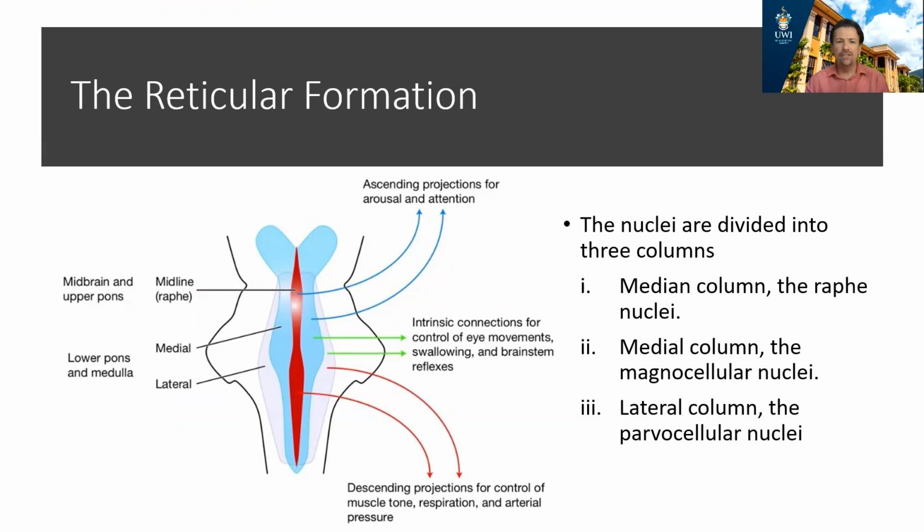When you look at the arrangement of these nuclei, we find that it is divided into three columns from an anatomical point of view. The median column, that which is in the midline, is the raphe nuclei that are associated with serotonergic signaling. The medial column is called the magnocellular nuclei, and the lateral column is called the parvocellular nuclei. And these each have different roles and different functions, which you will study in more detail in your anatomy courses.